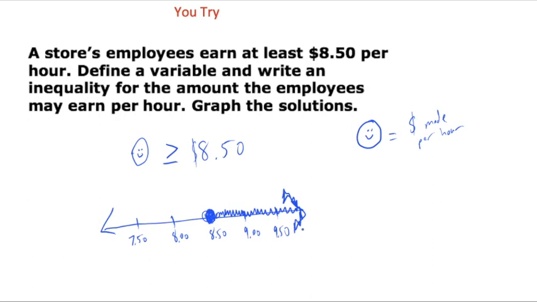I said smiley face equals the money made per hour, so it's the amount the employees can make per hour. My inequality was smiley face is greater than or equal to $8.50. And on my number line, I had 8.50 shaded, so the circle was closed, and I shaded to the right.